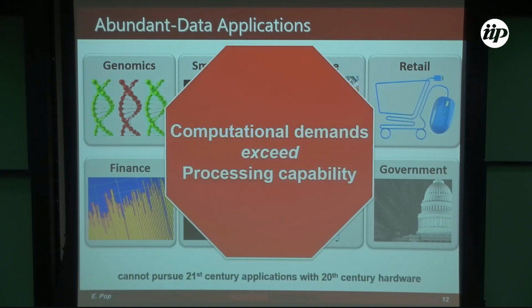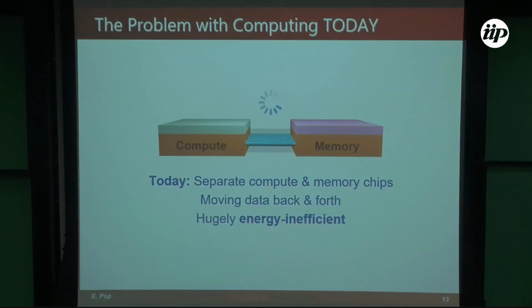So what Philip likes to say is that basically we cannot pursue 21st century applications with 20th century hardware. That's kind of what he likes to say, and I tend to agree with that. That's because computational demand actually exceeds the processing capability. And I'll give you some examples about why this happens today and where 1D and 2D materials can play a role. So what's the problem with computing today?